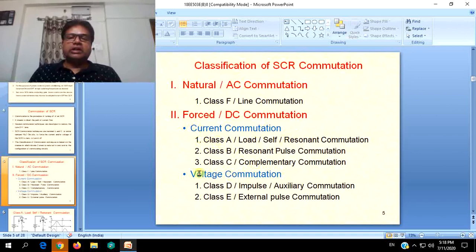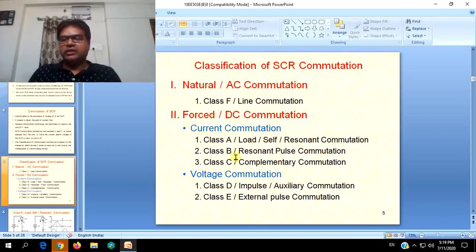Again, this classification is given on the basis of what the actual procedure involved in turning off the SCR is. In current commutation, there will be a reverse current flowing in the SCR, which will decrease the SCR current, that is, the load current. Whereas in voltage commutation, reverse voltage will be instantly applied across the SCR and eventually the current decreases. It will be called voltage commutation.